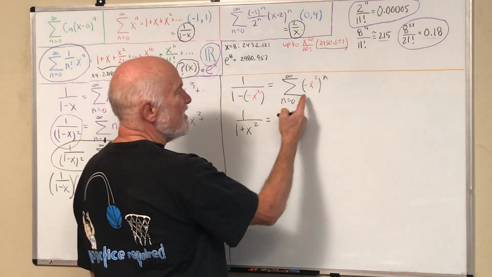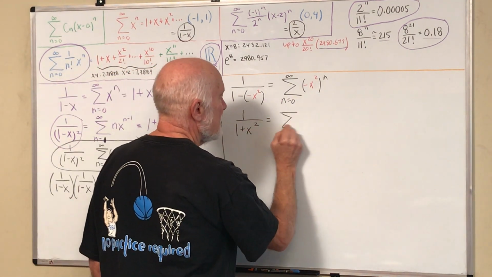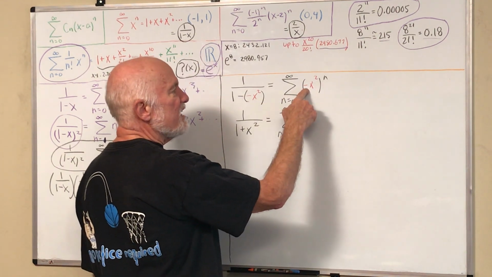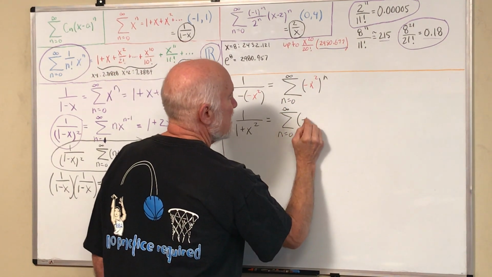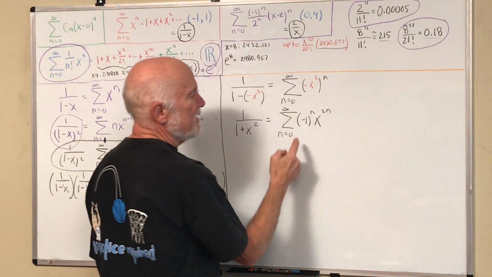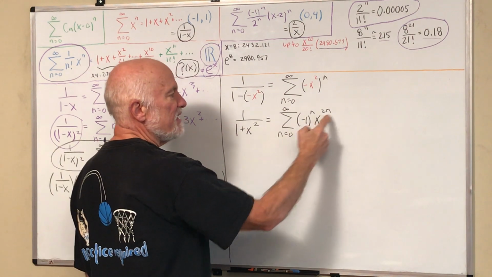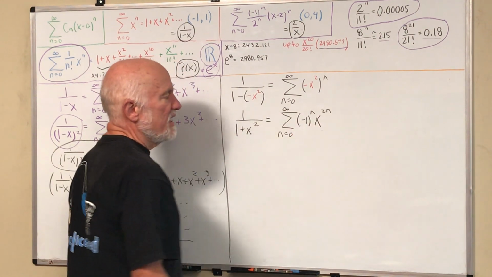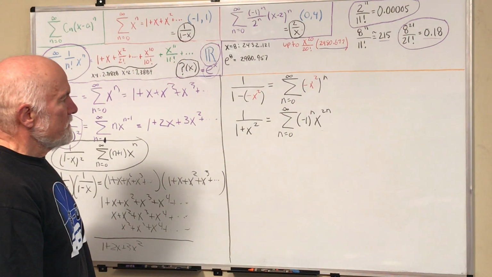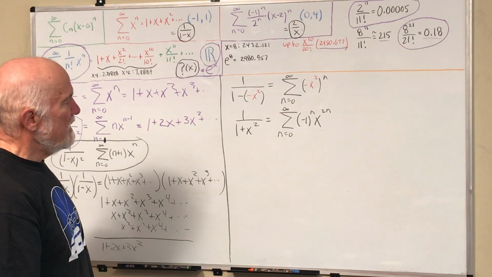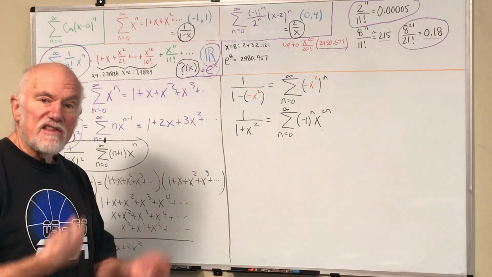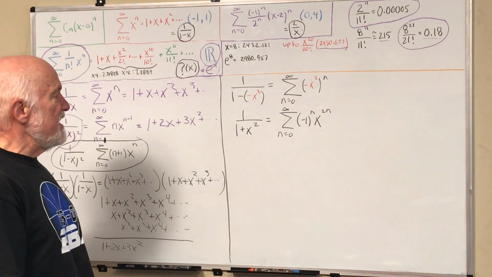And if I want to write this as a power series, I should say that this is negative 1 to the n times x to the 2n. So this is your c sub n, and this is your x to the n. Okay, so I've really got another one. We're just building these functions up like crazy.